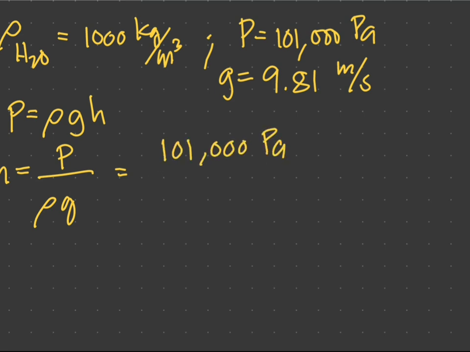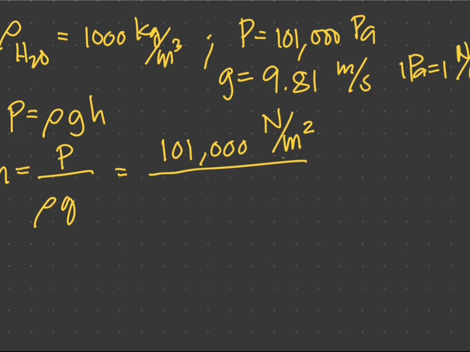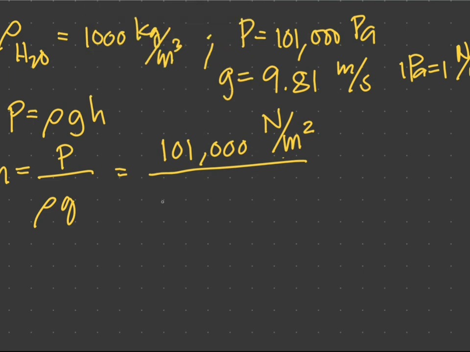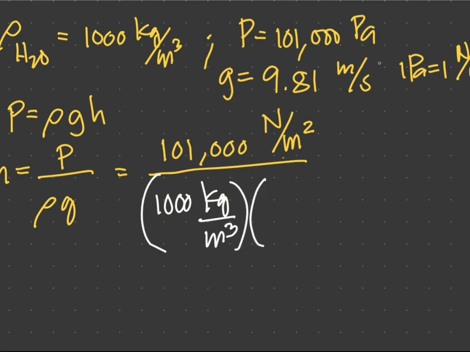See, 101,000 pascal divided by, okay, we change pascal to Newton per meter squared, so you can really see it. It's just the same anyway, because 1 pascal is equal to 1 Newton per meter squared. Then divided by density, 1,000 kilograms per cubic meter, then acceleration due to gravity, 9.81 meter per second squared. All right, let's check what we can cancel here. So we can cancel the meter cube, meter squared, and meter.